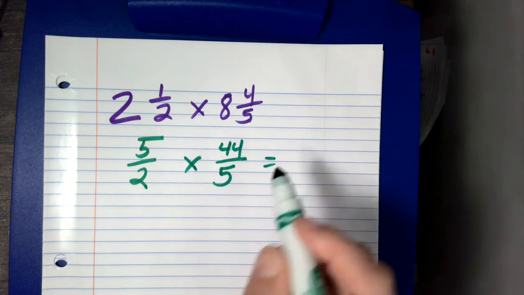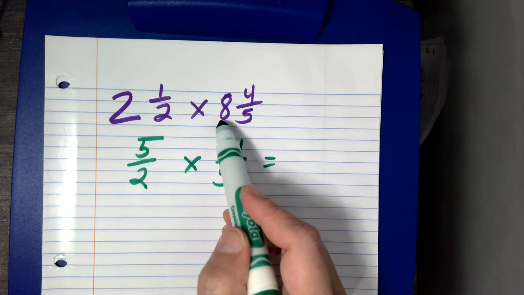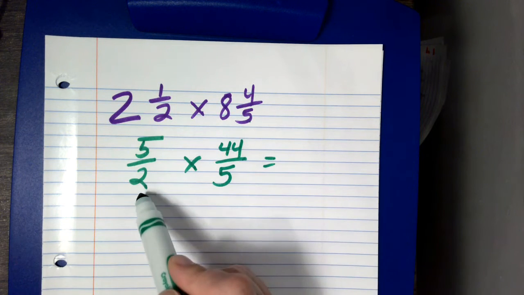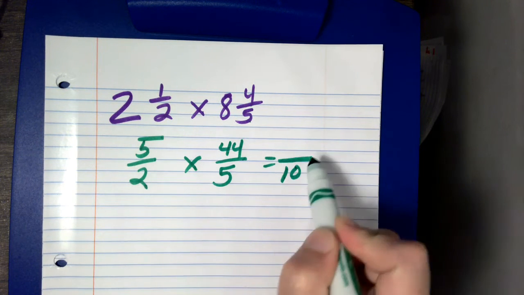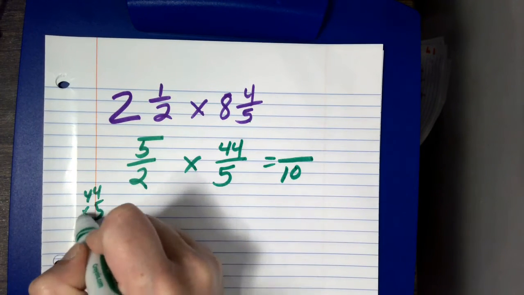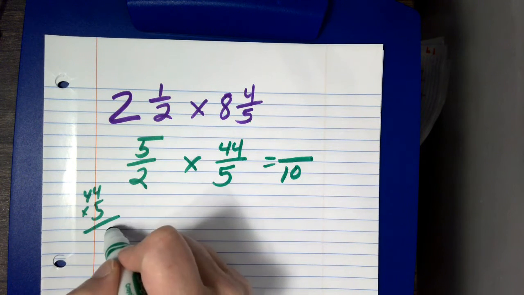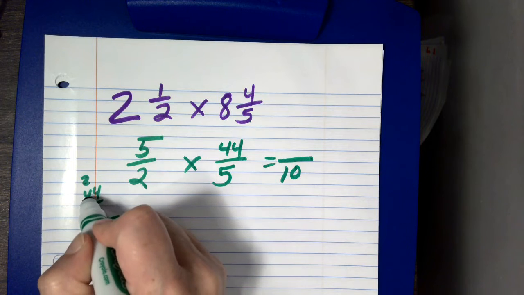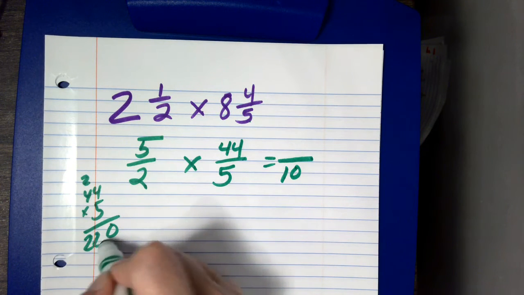Over 5. So I have 8 times 5 is 40, plus 4 is 44. Good. 2 times 5 is 10. And then 44 times 5, I don't know that off the top of my head, so I'm going to do it over here on the side. 5 times 4 is 20. 5 times 4 is 20 plus 2 more is 22.